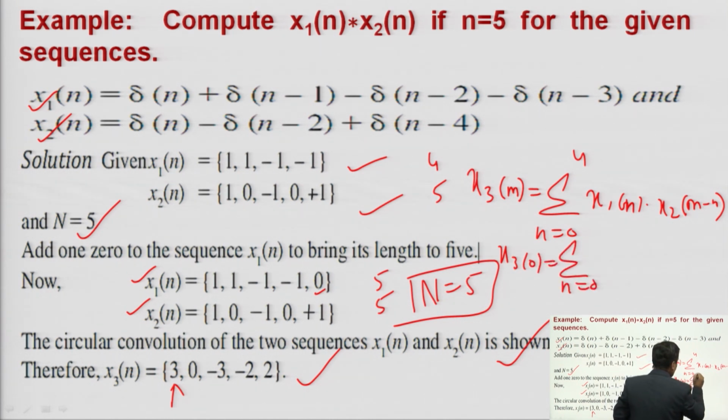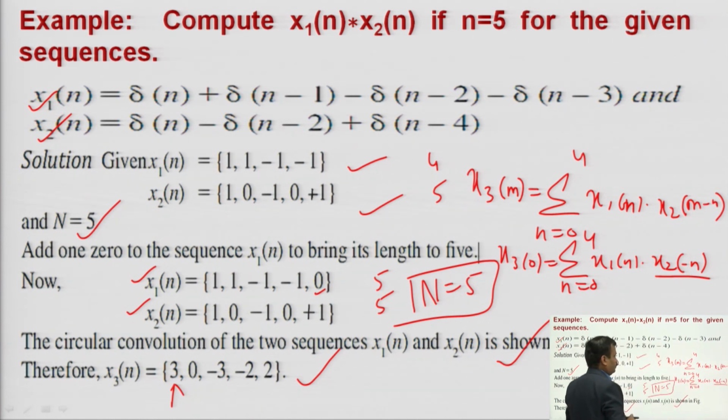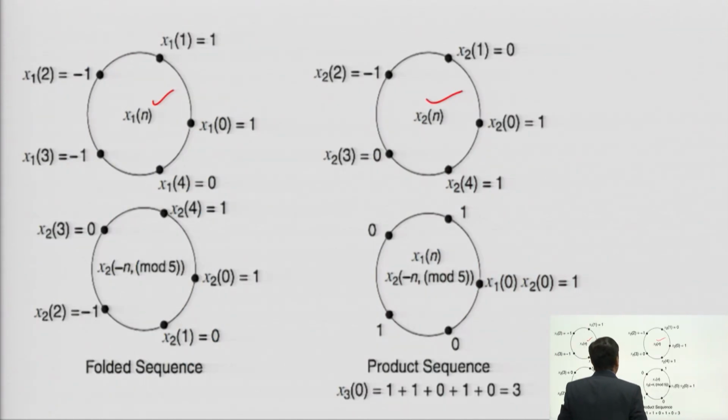It will be the summation from n equals 0 to 4 of x1 n into x2 of minus n. So, what do you need? You will need x2 of minus n. Then you can multiply and calculate x3 of 0, which will be 3. Now, x2 of minus n: here you have x2 n, and x2 of minus n you have to determine. What does x2 of minus n mean?